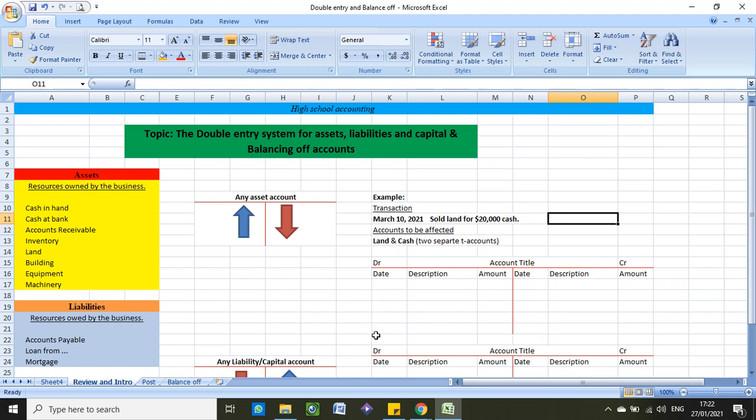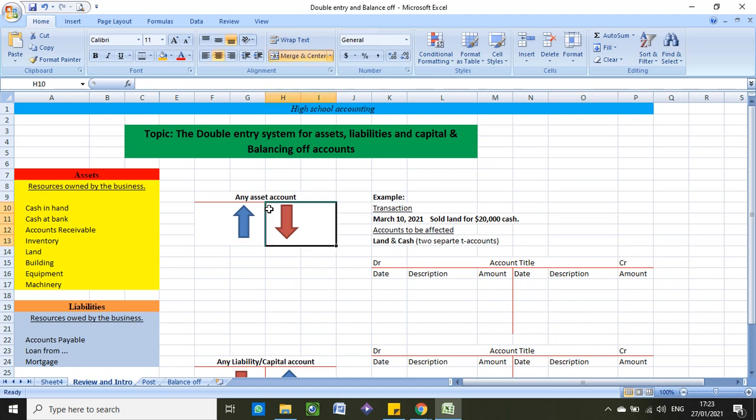The T account has a left-hand side known as the debit side, abbreviated as DR, and a right-hand side known as the credit side, abbreviated CR. On both sides, you need to enter a date, description, and amount. Those are the columns labeled right there. Going back to the transaction, we know that land and cash will be affected. But how do we know where to enter this information? Well, we have to know a couple of rules before we actually start using the T accounts. We will in a bit.